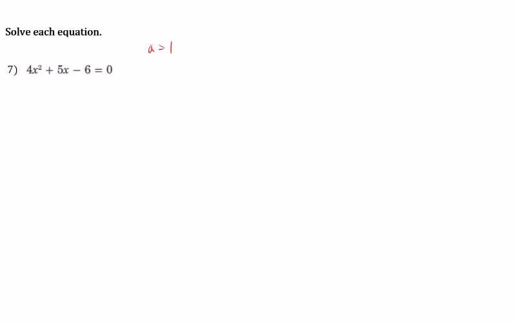So the first thing I'm going to do once I recognize that and I check for all those other things is multiply a times c. So I'm going to do 4 times -6, and I get -24, right? So what I want to do now is find two numbers that have a product of -24 and a sum of 5.